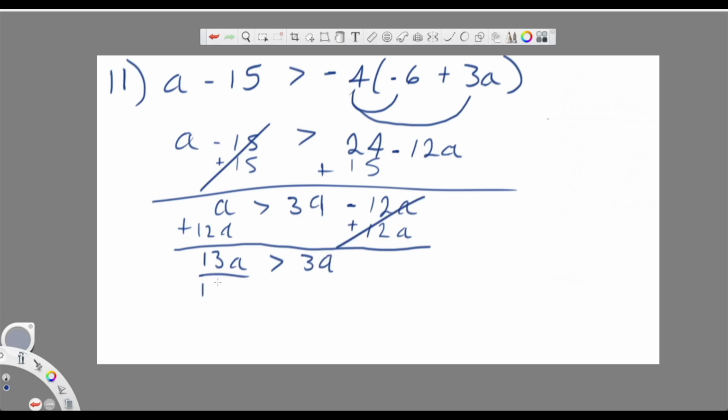Now, we're going to divide both sides by 13 to get a by itself. These are going to cancel out, and we're going to have a is greater than 39 divided by 13, which is 3.